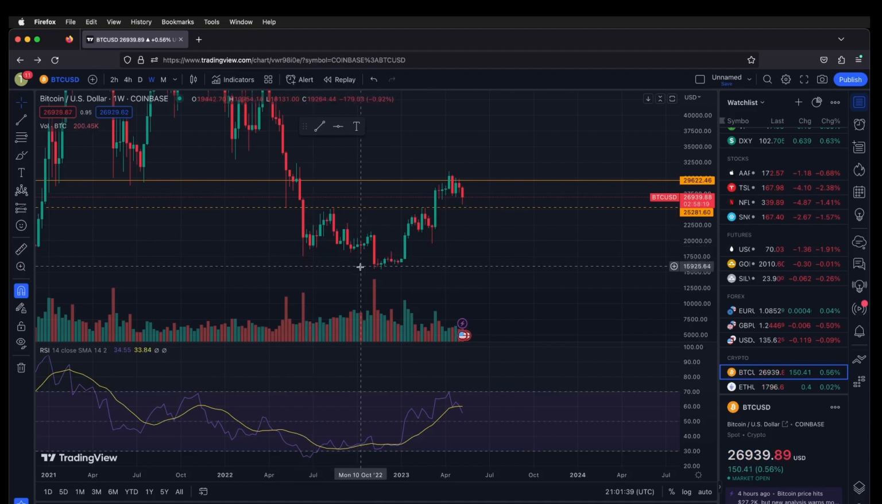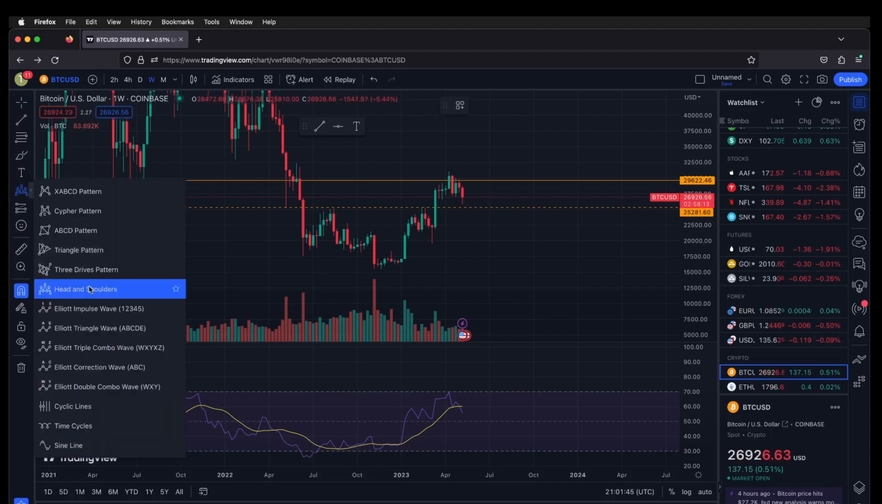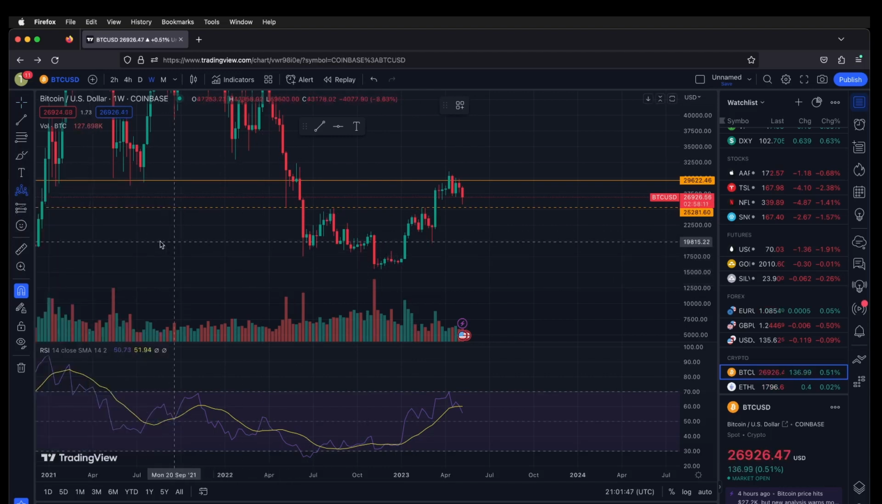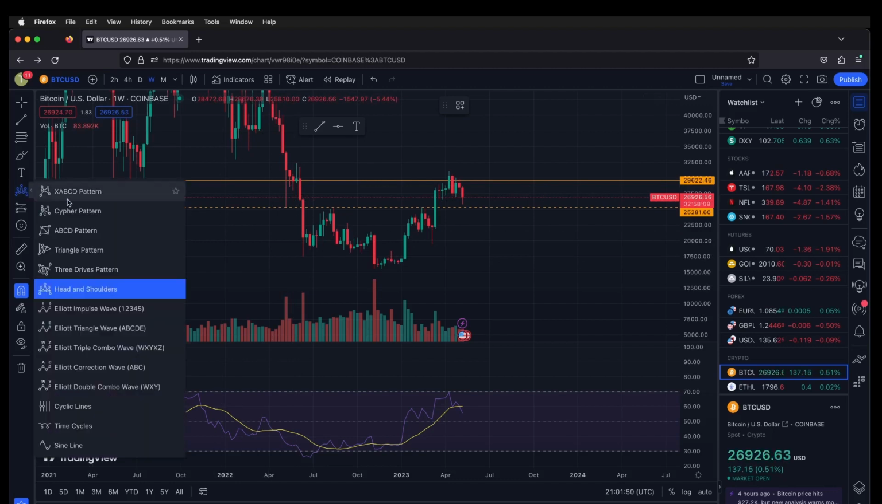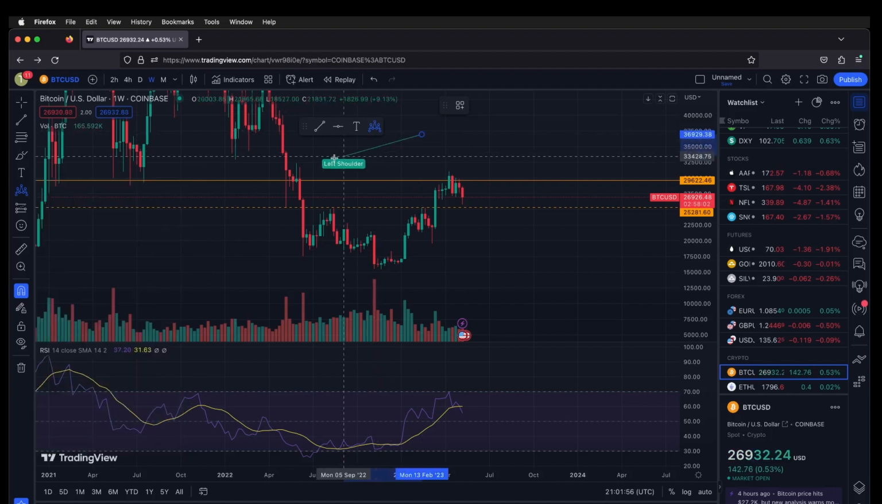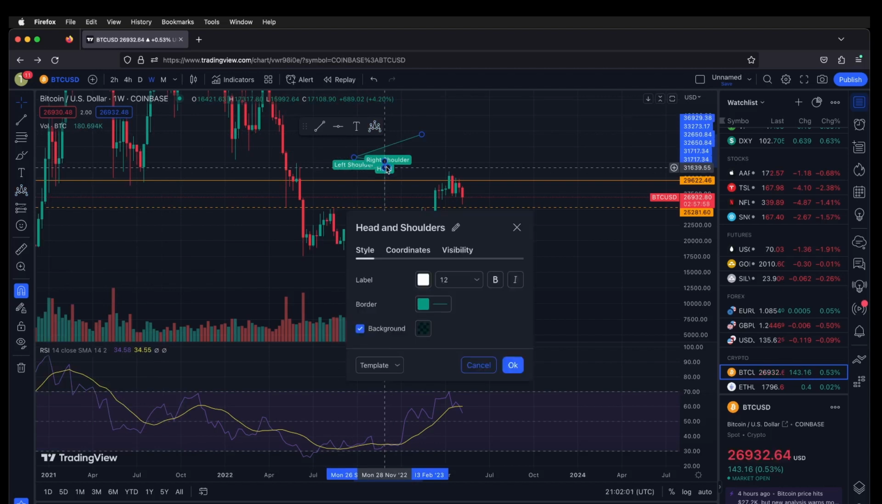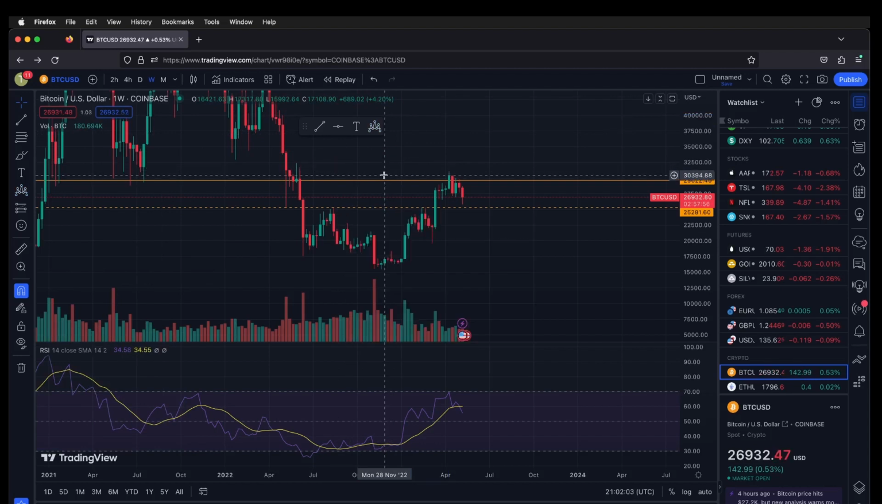The head, let's go ahead and take a look here. All right. So if we wanted to put this on our little toolbar, we can click that and it puts it here, so we can easily use it. Drawing out this head and shoulders, let's take a look here.